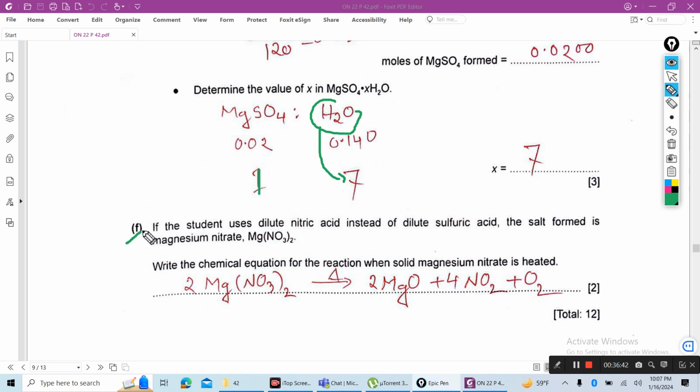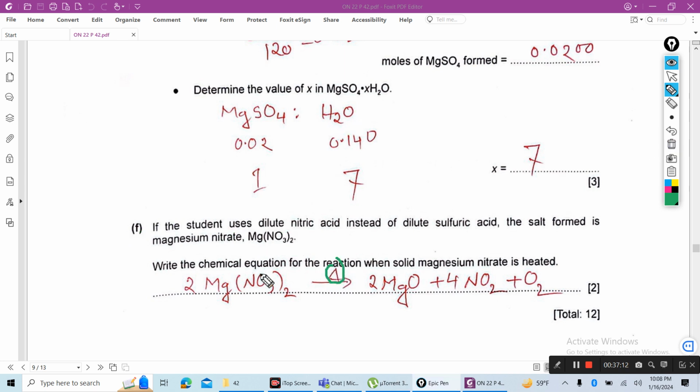Next, F. If the student uses dilute nitric acid instead of dilute sulfuric acid, the salt formed is magnesium nitrate. You know, if sulfuric acid, magnesium sulfate. If nitric acid, magnesium nitrate. If hydrochloric acid, magnesium chloride is formed. Write the chemical equation for the reaction when solid magnesium nitrate is heated.